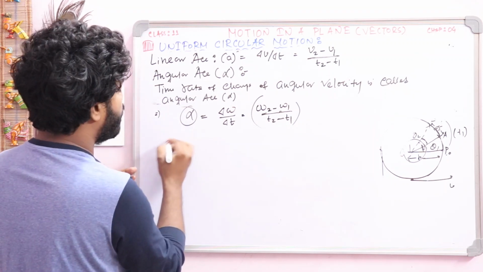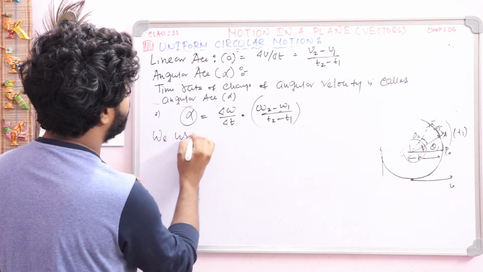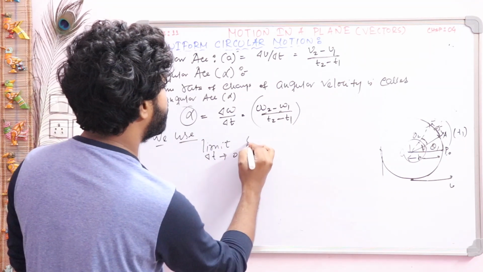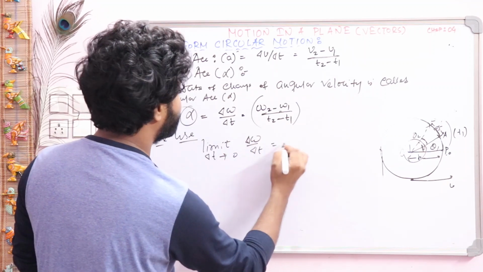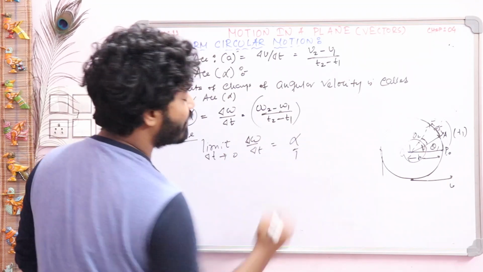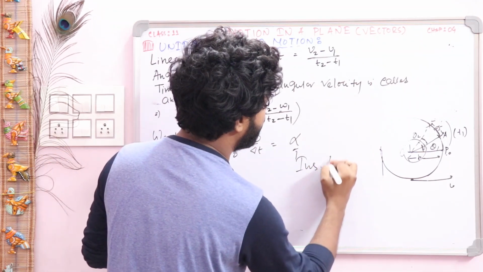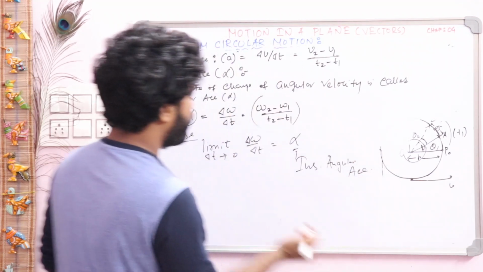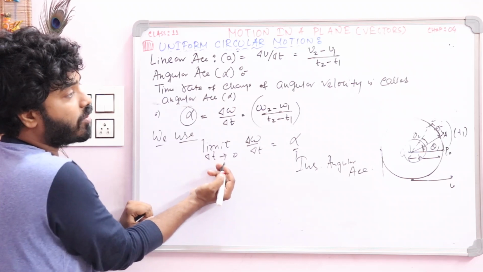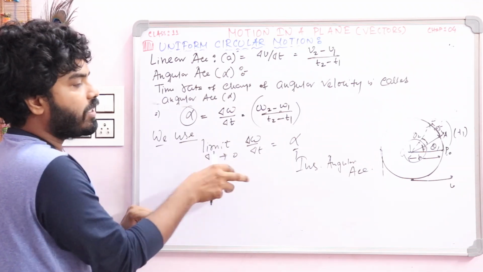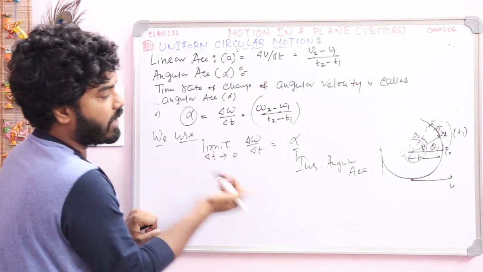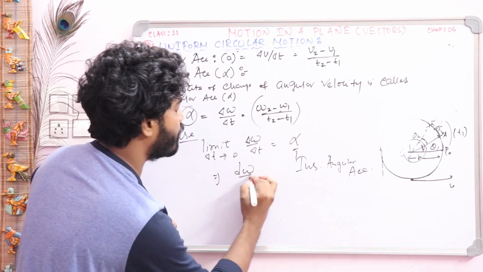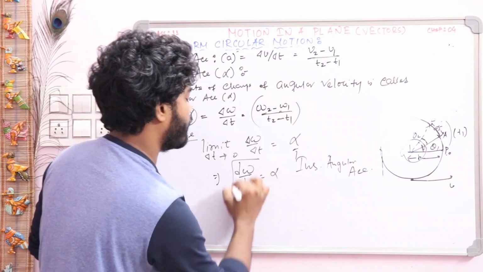Now when we use the limit value, del t tends to 0, del omega by del t will be alpha, and this alpha is named instantaneous angular acceleration, because we are taking del t tends to 0. At a particular instant we are calculating the angular acceleration. So this is named instantaneous angular acceleration, which is d omega by dt, equal to alpha.